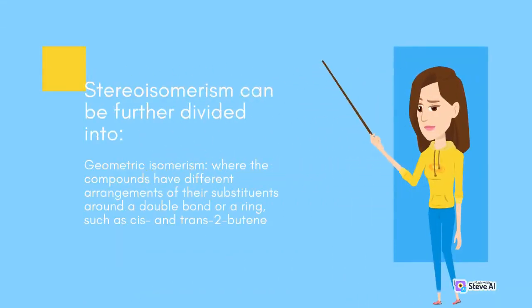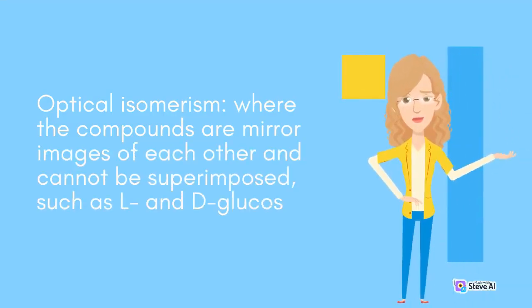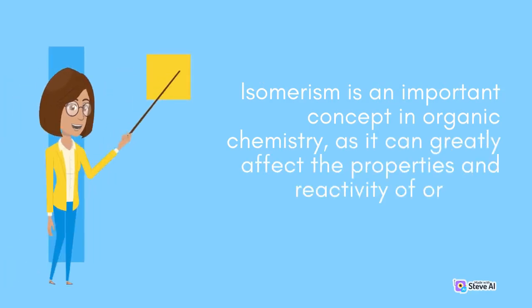Stereoisomerism can be further divided into geometric isomerism, where the compounds have different arrangements of their substituents around a double bond or a ring, such as cis and trans-2-butene. Optical isomerism, where the compounds are mirror images of each other and cannot be superimposed, such as L and D-glucose. Isomerism is an important concept in organic chemistry, as it can greatly affect the properties and reactivity of organic compounds.